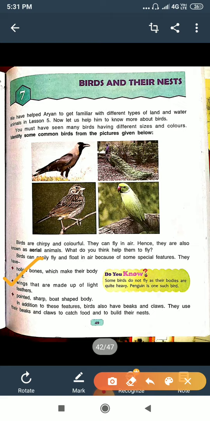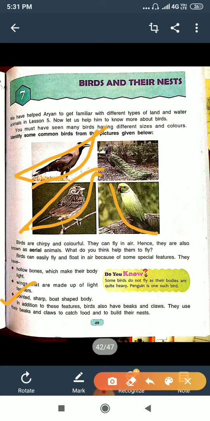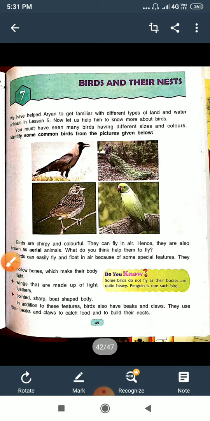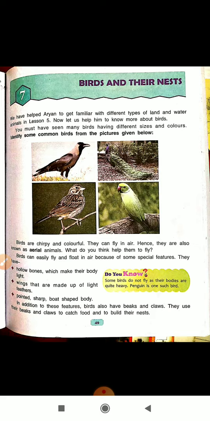Now the third point is a pointed, sharp, boat shaped body. You can see in the diagram, this is pointed and sharp and boat shaped body. That means birds have a pointed, sharp and boat shaped body. These are the three features, and not just one bird, all the birds have them.